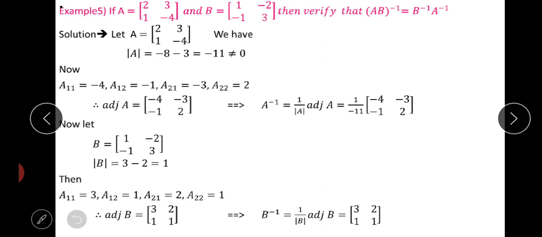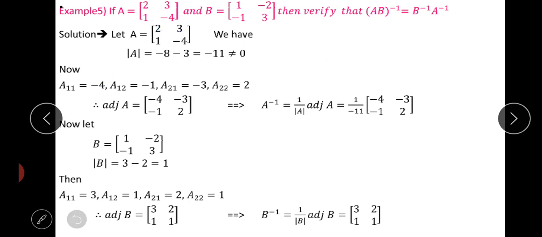How to find the cofactor? A11. Delete the first row and first column. What will we get? Minus 4. And (-1) to the power 1+1 is plus 1. Plus 1 into -4, again we get -4. Yes.